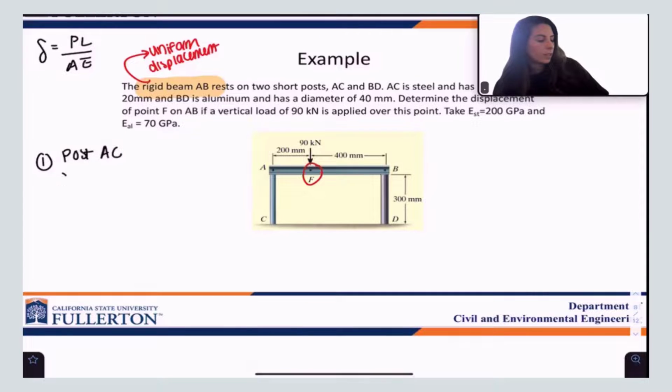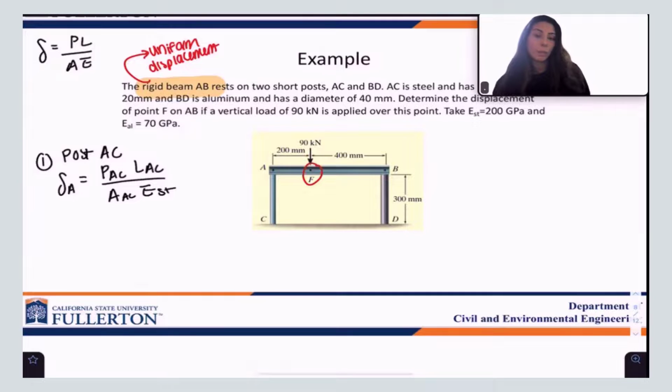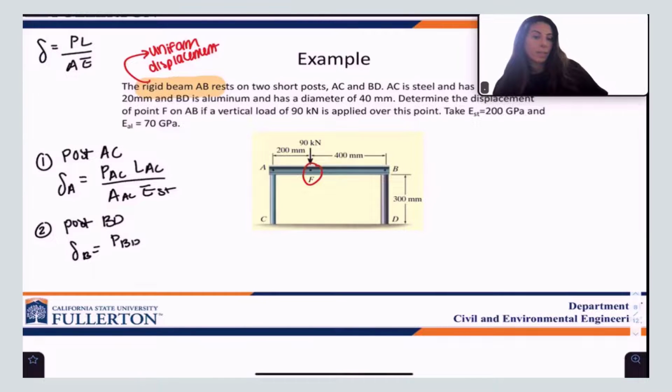What's the formula? Displacement for A is equal to the axial force for AC times the length of AC, divided by the area of AC times the modulus of elasticity of steel, because the post AC is steel. Number 2, for post BD, delta B is equal to the axial force at BD times the length of BD, divided by the area of BD times the modulus of elasticity of aluminum.